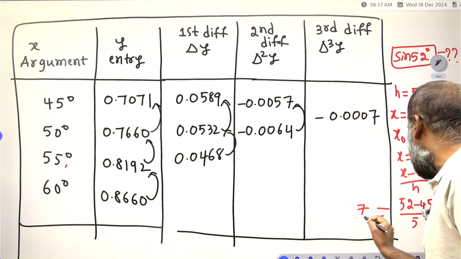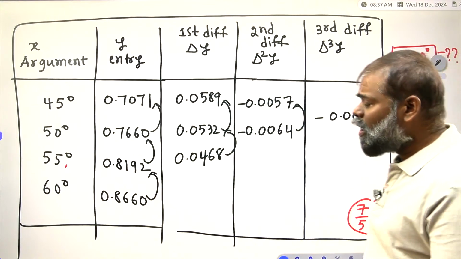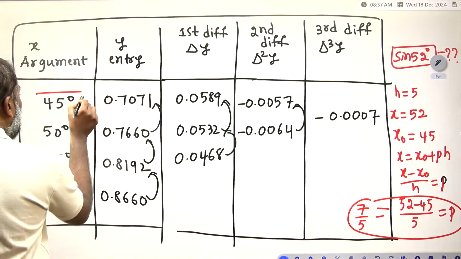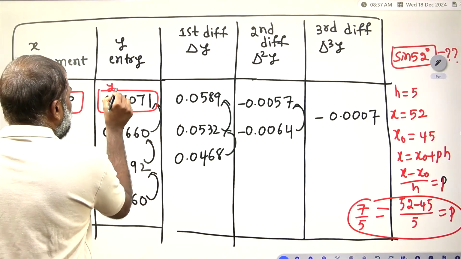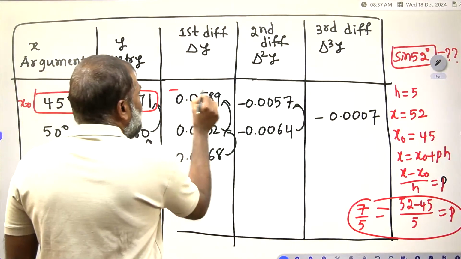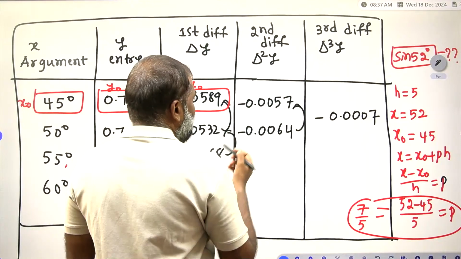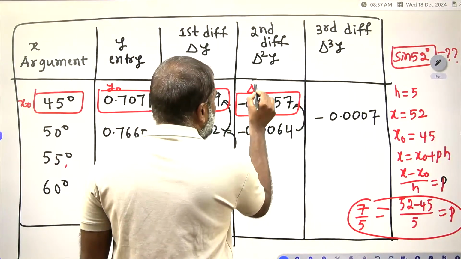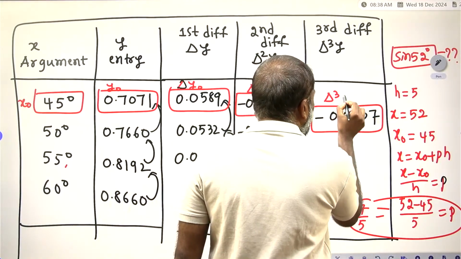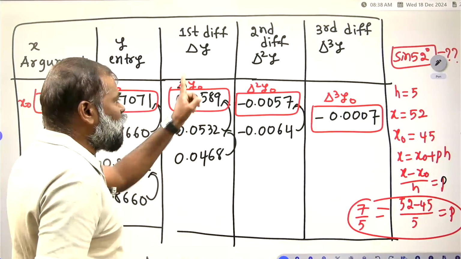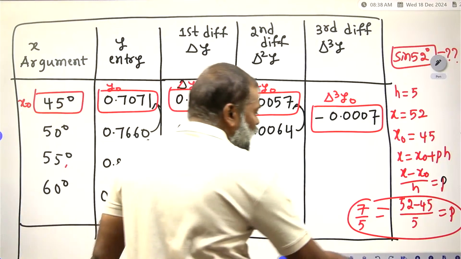52 minus 45 is equal to 7, so we are getting 7 by 5. The p value is 7 by 5. Now x0 is equal to 45, y0 is equal to 0.7071, delta y0 is equal to 0.0589, then delta square y0, and next delta cube y0. All the values we know. Now you are able to derive the problem.